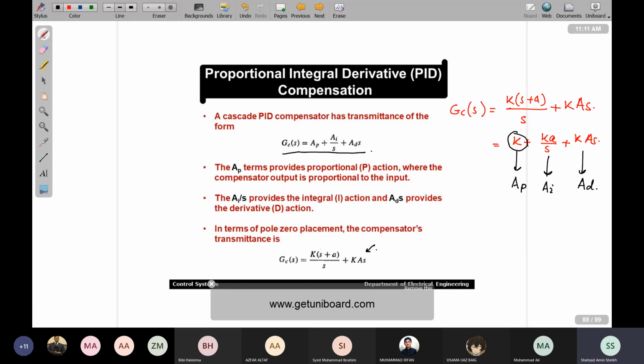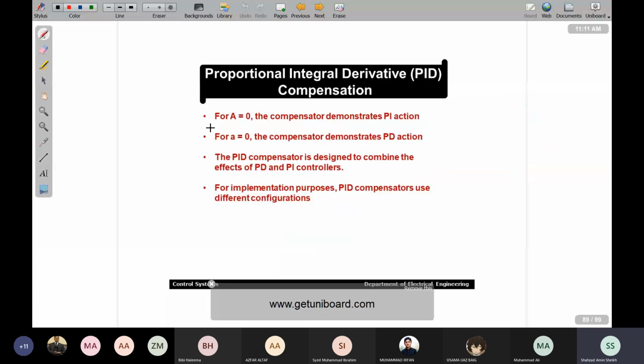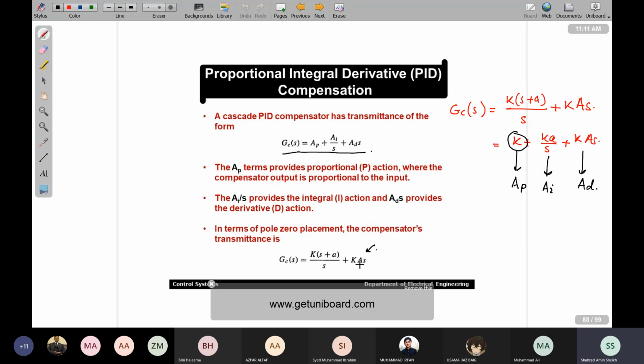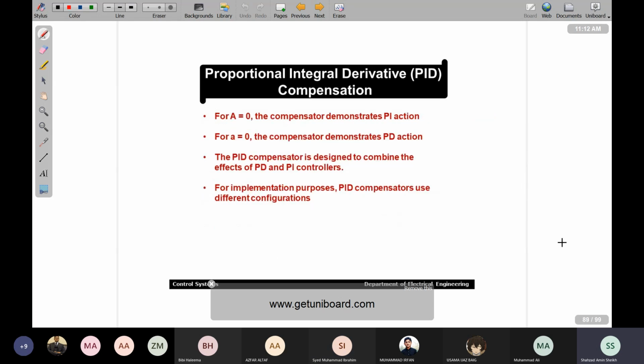What we are doing, we are introducing 2 zeros and 1 pole into our system. So if we see that if we make A equal to 0, the compensator demonstrates PI action, because if A is 0 in this case, what situation is created? Your GCFS becomes K (S plus A) over S. Is this something familiar? This is the transmittance of a PI compensator. So this means if capital A is equal to 0, the compensator demonstrates PI action.